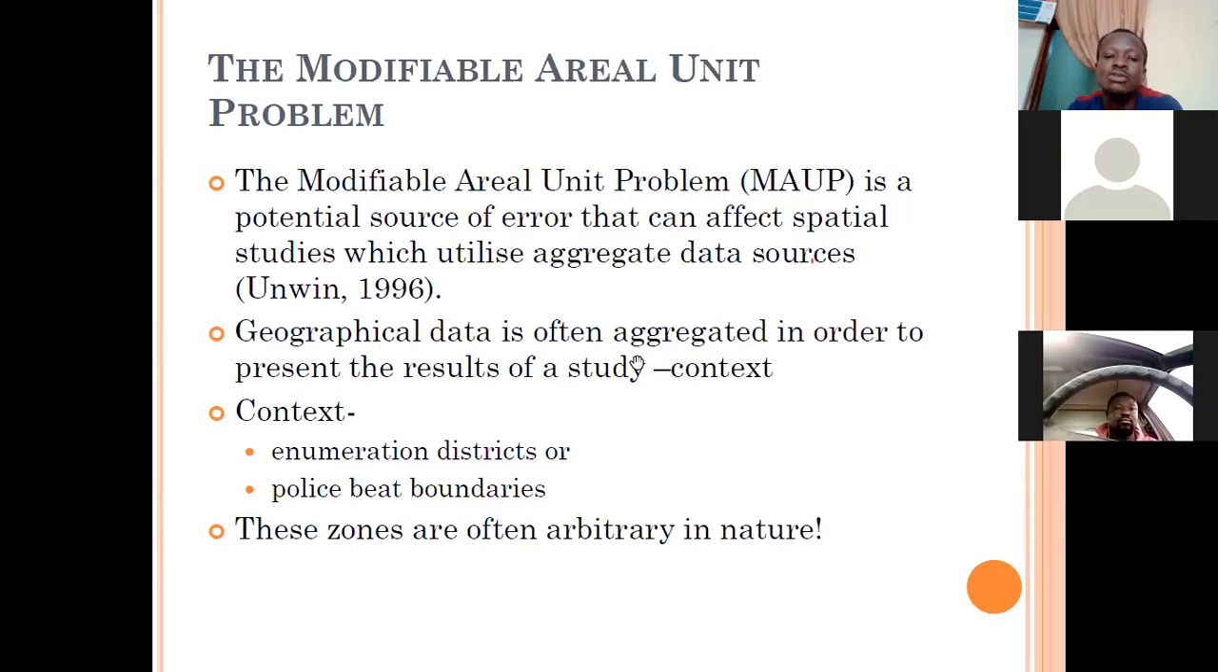So geographical data is often aggregated in order to present results of a study in context. The context is an enumeration district or a police beat boundary. So we need to understand that geographical data naturally has to be aggregated in order to present. We have to do this, but it comes with a price to pay. We divide up into zones, and the zones then tend to be arbitrary in nature.